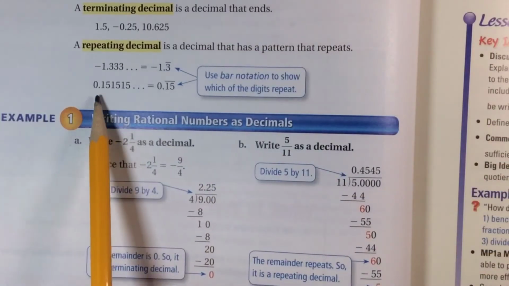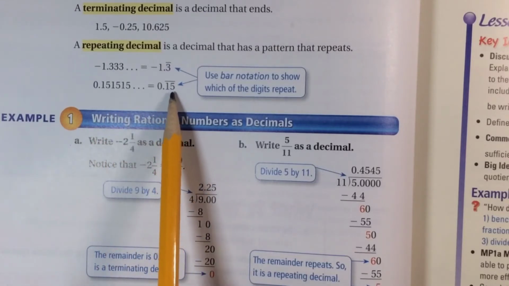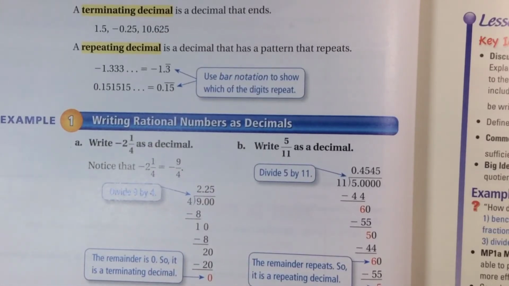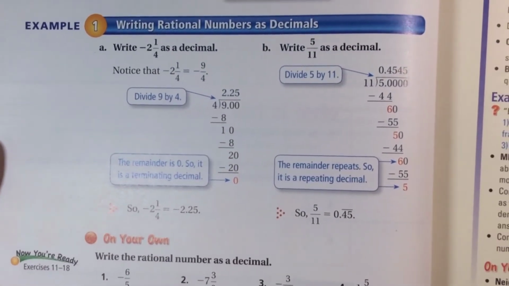And then we have another one here, 0.151515, where the 15 keeps repeating. So 0.15 repeating, the bar goes over the 1 and the 5 to show that they are both repeating. Okay, rational numbers. Writing rational numbers as decimals.